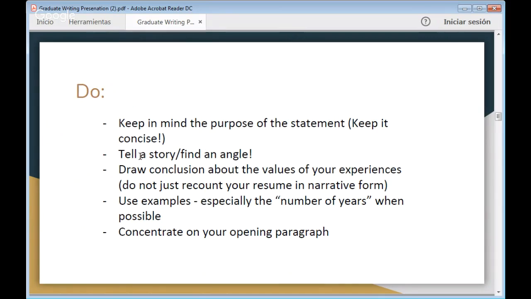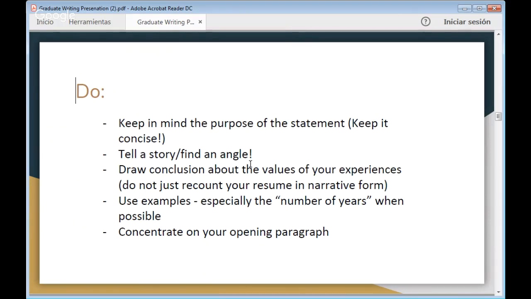The next point, tell a story or find an angle. So rather than just listing out your resume in narrative form or just connecting them in words, you want to make sure that you're presenting it as a narrative, that you're telling more about yourself as a person, and you're providing info that the admissions counselor can't find on the resume. This will also attract the admissions counselor and it'll be more interesting for them to read as an essay.